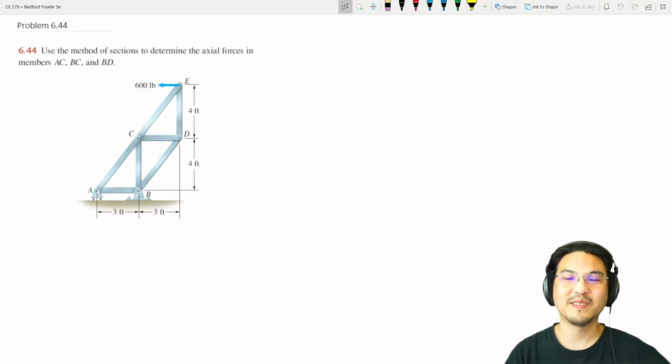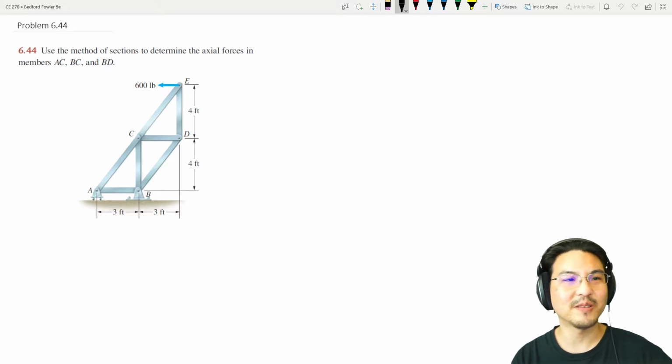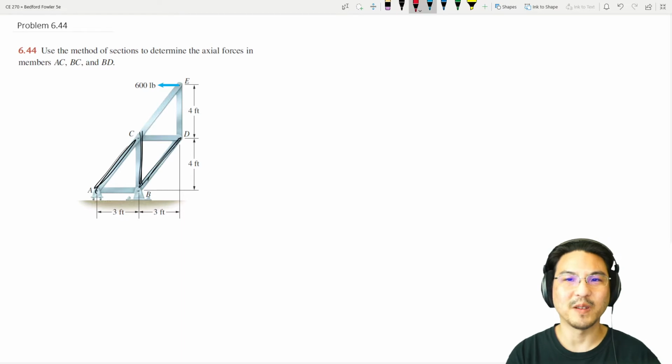Hey everybody, let's give this problem a try. Let's use the method of sections to find the axial forces here, here, and here. It looks like we should just cut a section right like that.